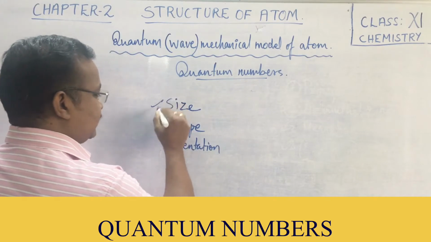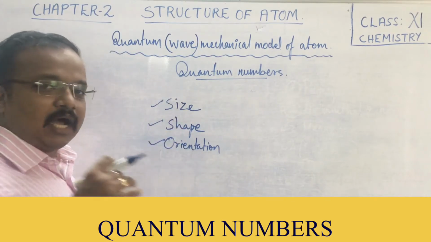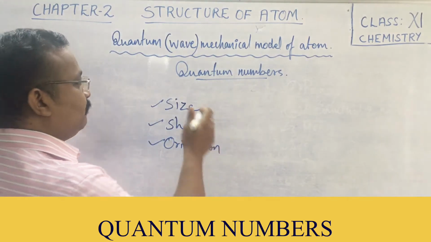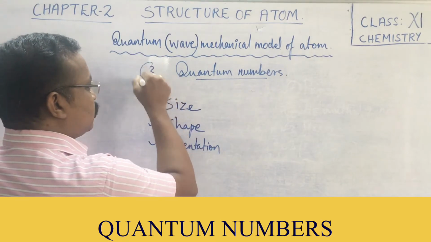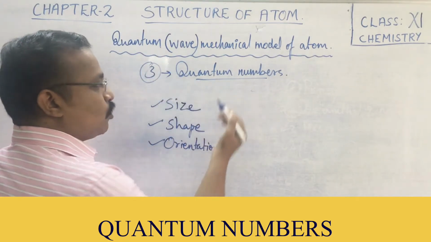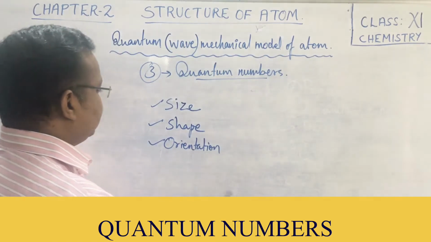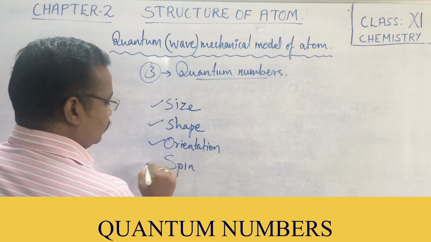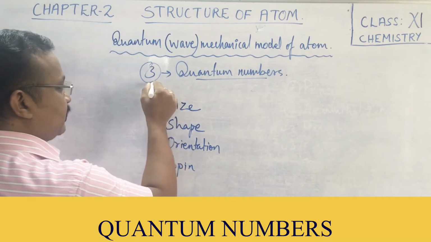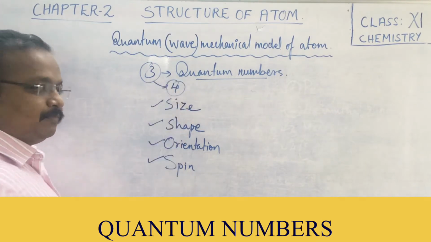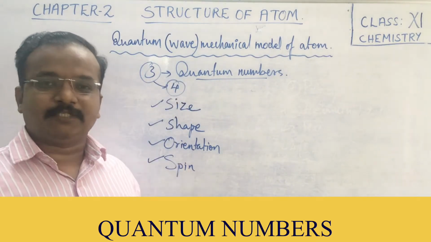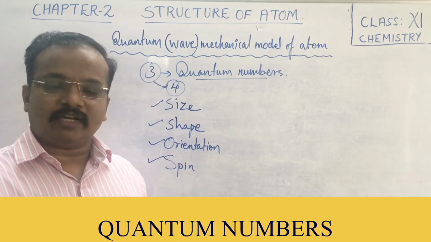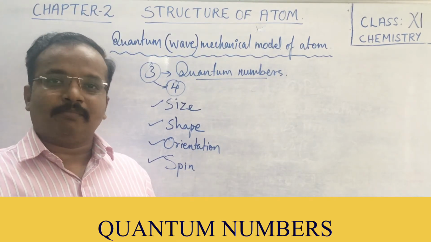These size, shape and orientation are explained with the help of three sets of numbers known as quantum numbers. Apart from this, spin is also added, so with that this becomes four quantum numbers. We will be discussing these four quantum numbers in this module. Let us study one by one.